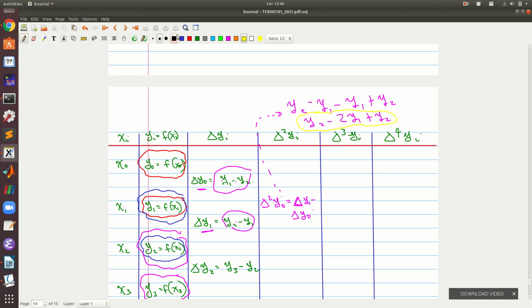Okay, sorry. This was confusing me here. The first forward difference here is y1. The first forward difference at y0 is the value here, y1, minus the value here, y0.